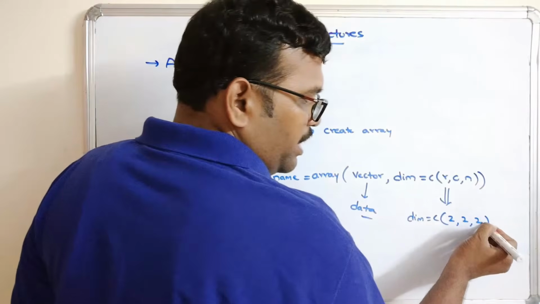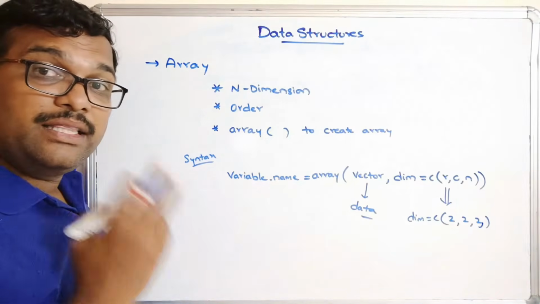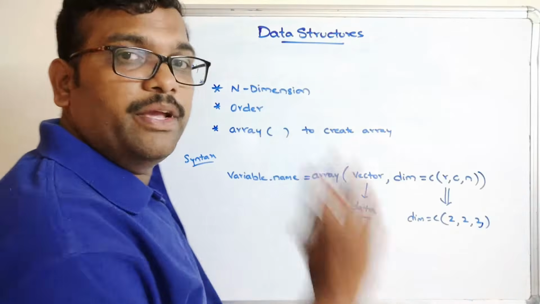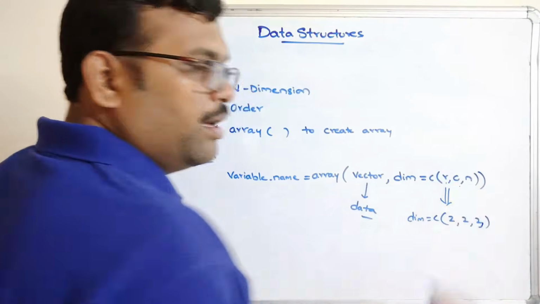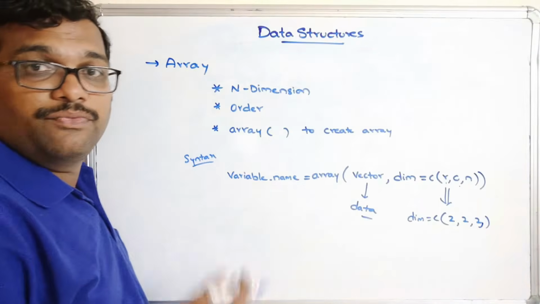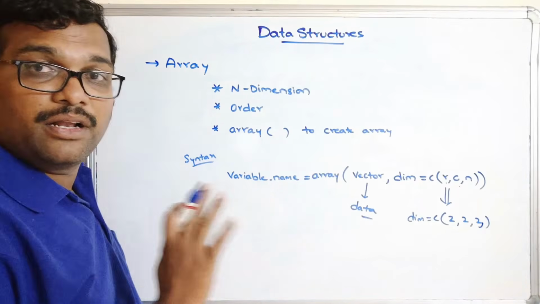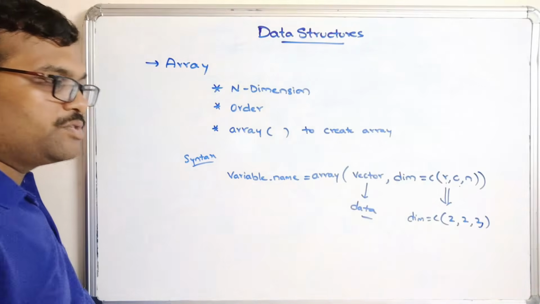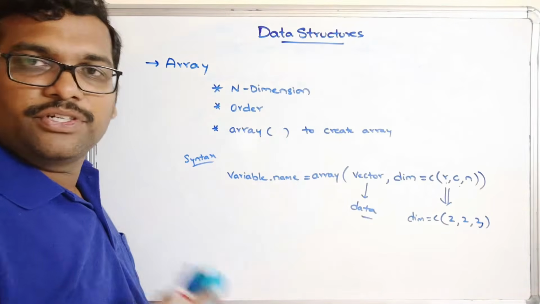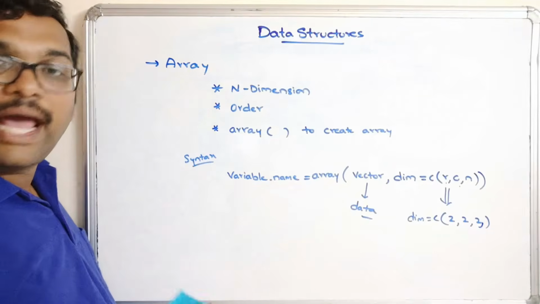And if you are giving 3 here, that implies 3 arrays with the order 2 by 2 will be created, right? So the first is row, column and number of arrays with a particular dimension, right? So these are the parameters we need to give to the array function in order to create an array.